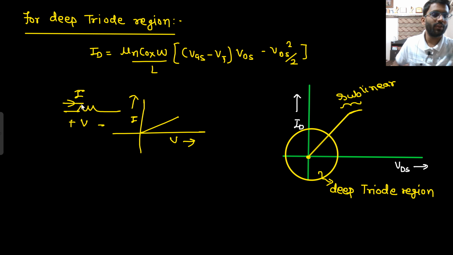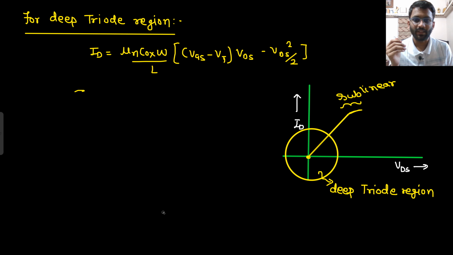In the MOSFET characteristic, what do we see? In the deep triode region, there is a linear relation between output current and output voltage. So the expression is linear only. So in the deep triode region, you can replace the MOSFET with a resistor at the output terminal. And what will be the value of that resistor? That we can find by a simple expression. So what will be your RDS? We call it R on actually.